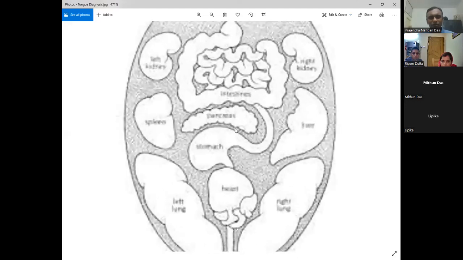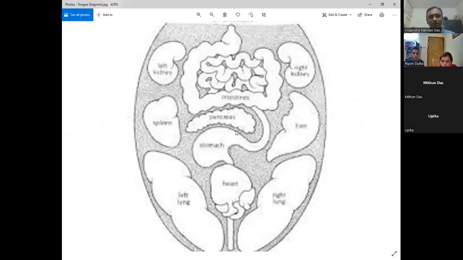Okay, so now you will get this diagram on the internet also if you search for Dr. Basant Lad tongue diagnosis.